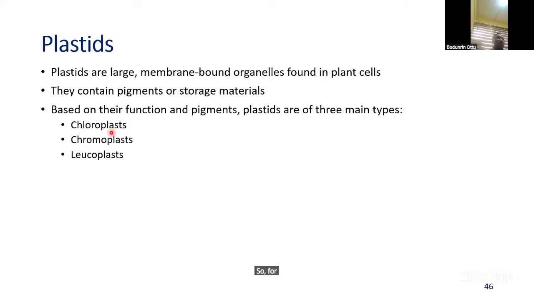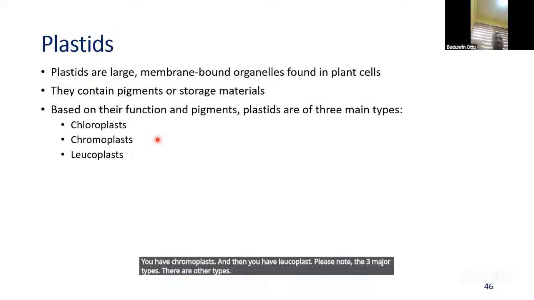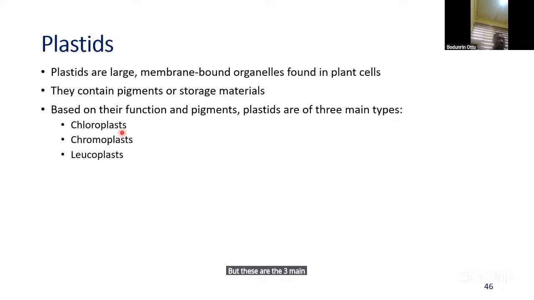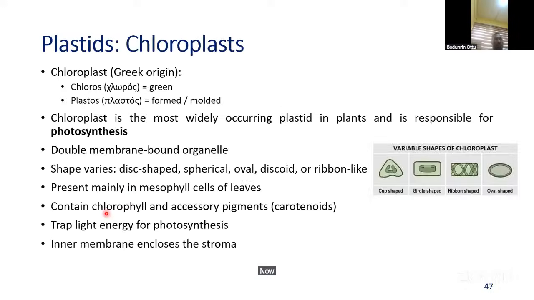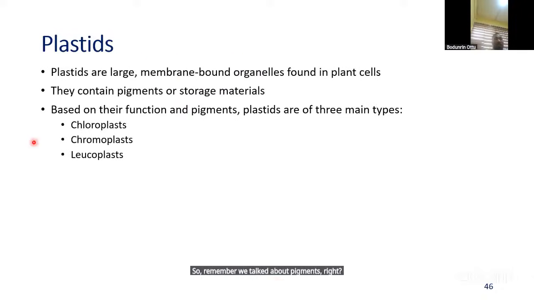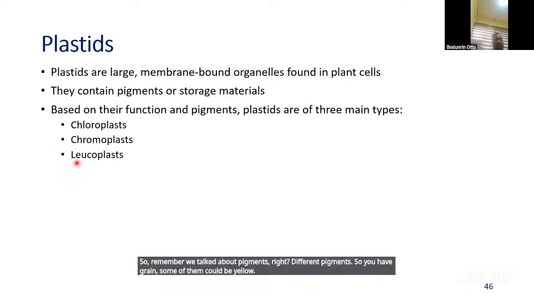So for example, you have chloroplast, which is very popular and common. You have chromoplasts, and then you have leucoplast. Please note the three major types. There are other types, but these are the three main types: chloroplast, chromoplast, and leucoplast. They are plastids. Now, if we look at chloroplast, the term has Greek origin, from two words, chloros and plastos. Chloros means green. So remember we talked about pigments, right? Different pigments. You have green, some of them could be yellow, and colorless.